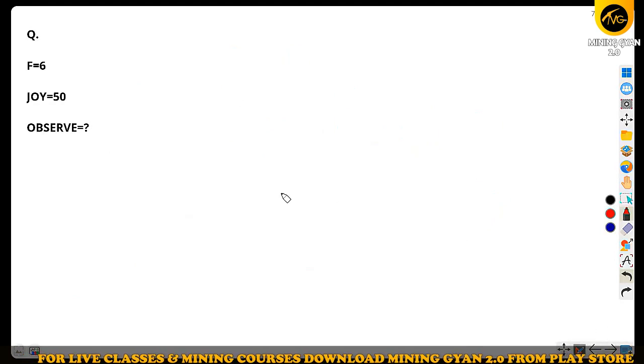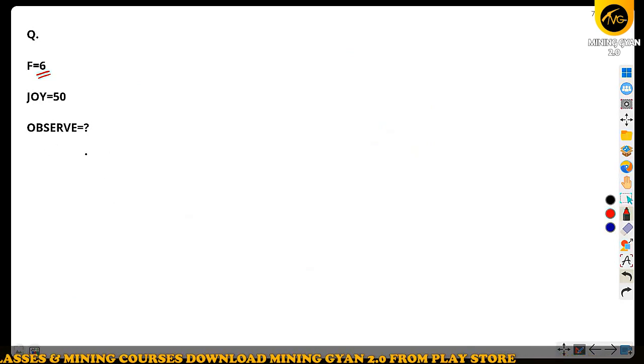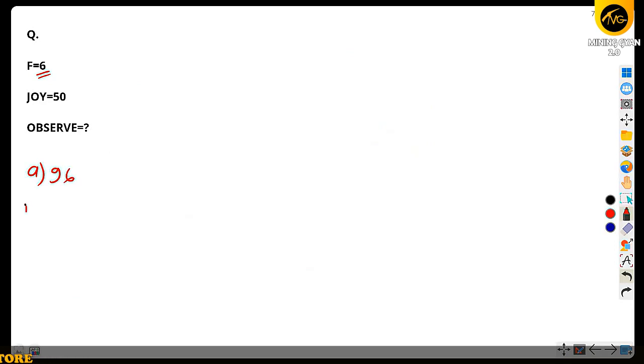Okay, now the last question of this type is OBSERVE. F is decoded as 6 and JOY is decoded as 50. Then what will be the decoded number for OBSERVE? Okay, tell me the answer. You can do it easily. Just add all the base numbers for O, B, S, E, R, V, E and you can easily find the answer. The options are 96, 86, 76 and 66.